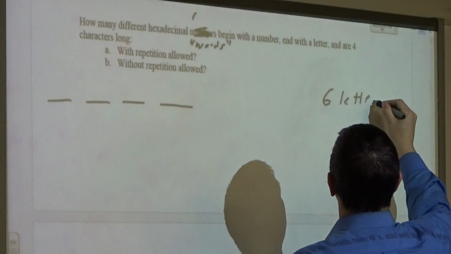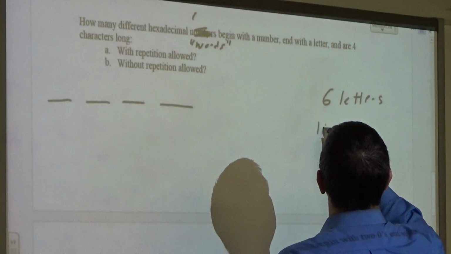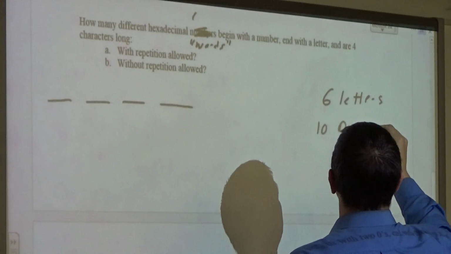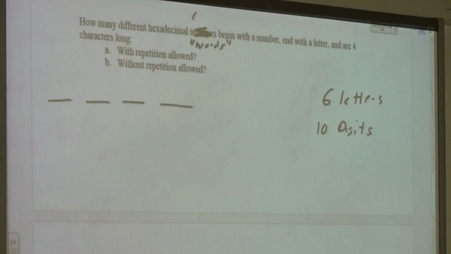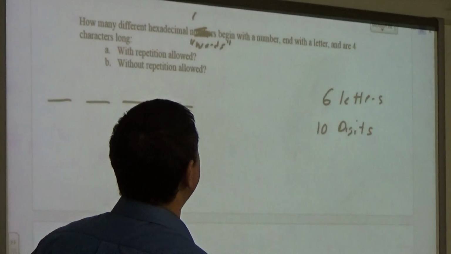And then what else is there? 10 numbers. 10 digits, right? Digits, yeah. That's okay. So, remember it goes A through F and then 0 through 9. Okay, so that's where we have to fundamentally start, right guys? If we don't know that, then we ain't getting anywhere with this. Okay? So, how many different hexadecimal words begin with a number?